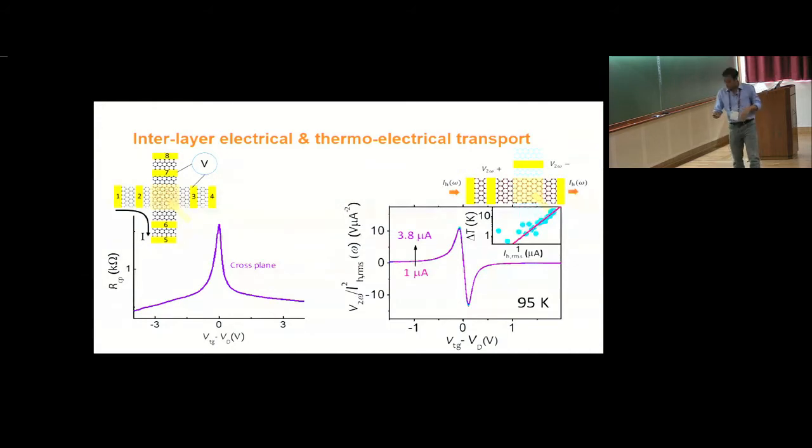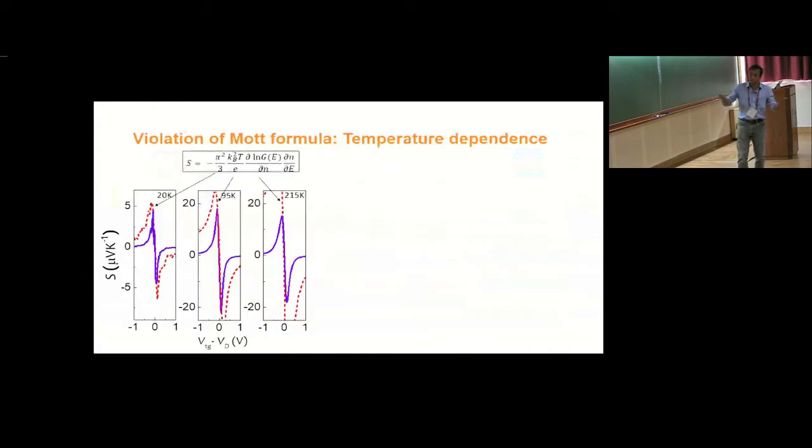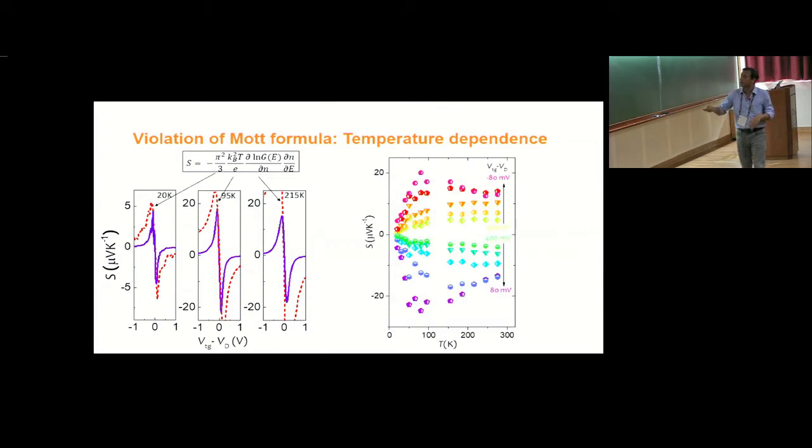Okay, so if you see the Mott formula, if I take the derivative from here, the blue one is the experimental curve, whereas if I take the derivative from the Mott relation, it doesn't match at all. So it's an apparent violation of the Mott formula. And if I take the temperature dependence of thermopower from low temperature to room temperature, you can see that rather than being linear, it actually saturates.